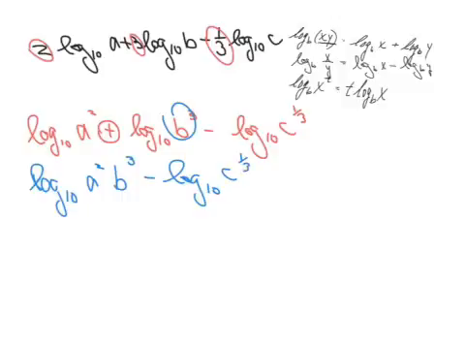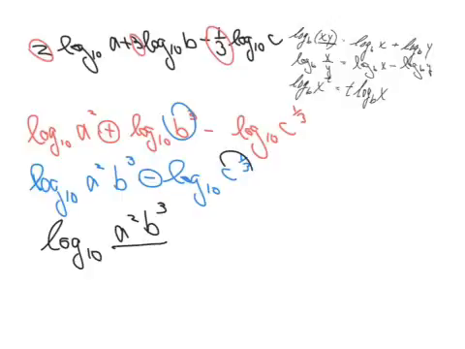Okay, so the times sign means that we multiply. What does the minus sign mean? It means that we divide. So again, log 10 a squared b cubed divided by c to the 1/3. And you can leave it as c to the 1/3, or you can write it as the cubed root of c. Doesn't really matter one way or the other. Okay, so that is the compressing part.